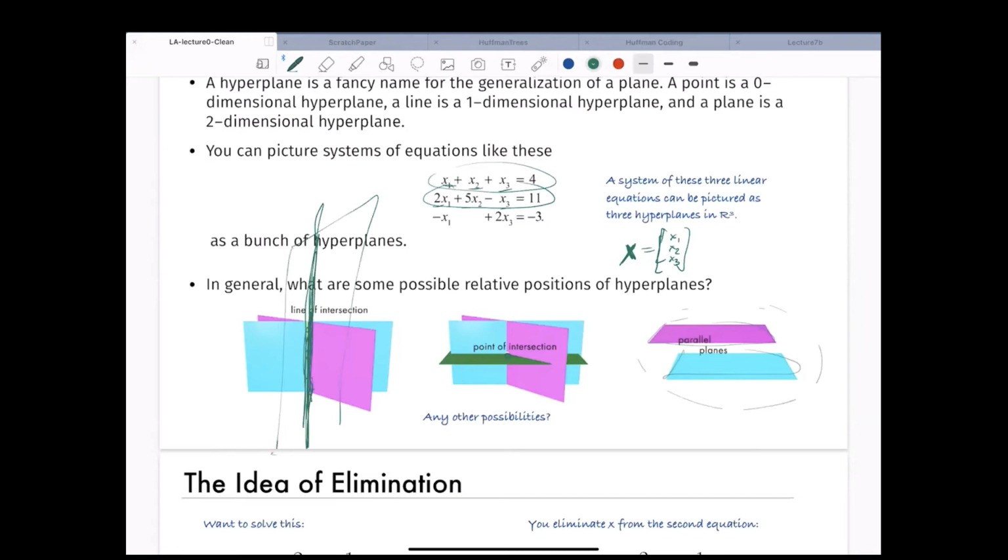Okay, then you have an infinite number of solutions. Or you can have all 3 planes coinciding with one another, parallel. All 3 planes are really the same plane. So for example, this one, x1 plus x2 plus x3 is 4, and 2x1 plus 2x2 plus 2x3 equals 8. Those are the same plane.